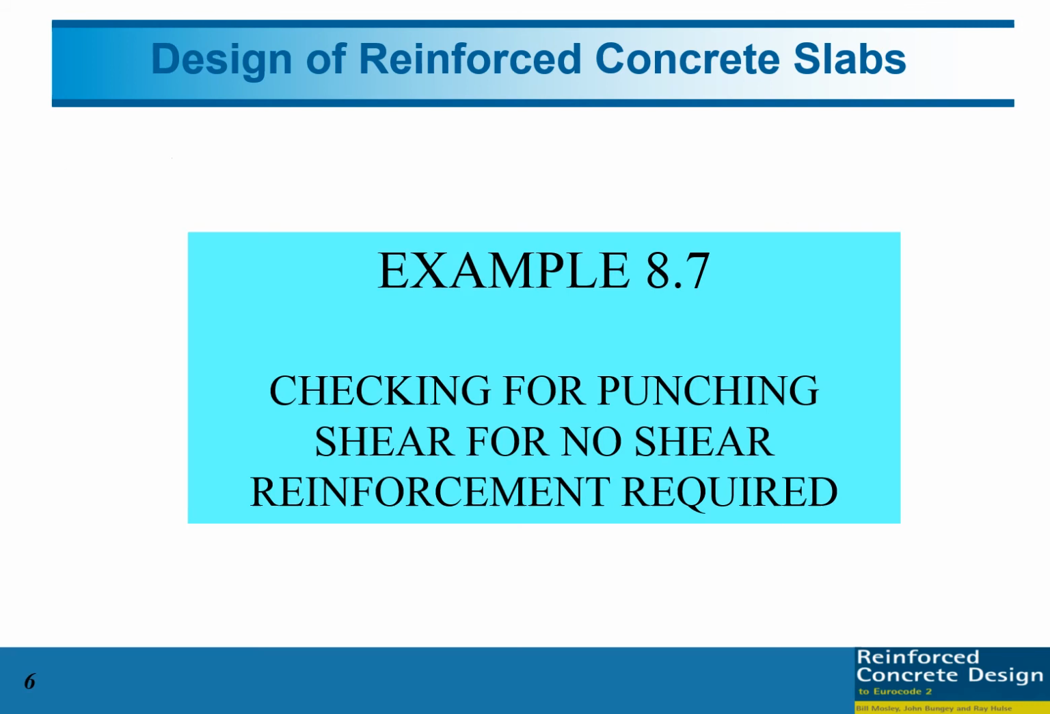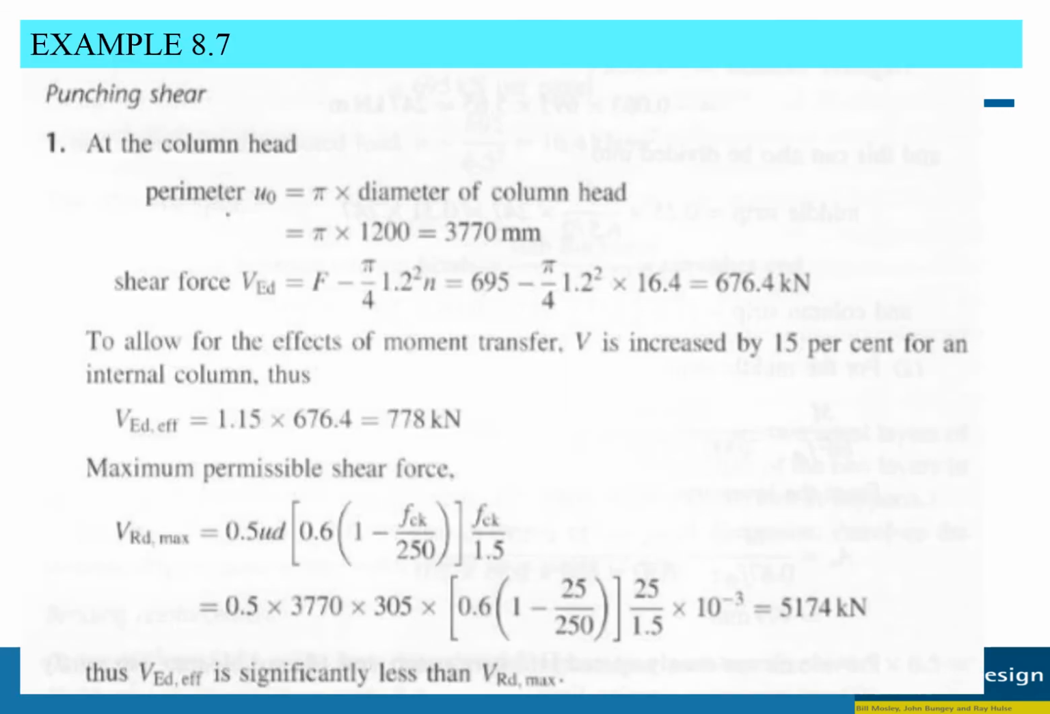Example 8.7. Checking for punching shear where no shear reinforcement is required. Punching shear at the column head. First, we need to calculate the perimeter of the column head, pi multiplied by the diameter of the column head. We have a column head diameter of 1200, so we have U0 of 3770 mm.